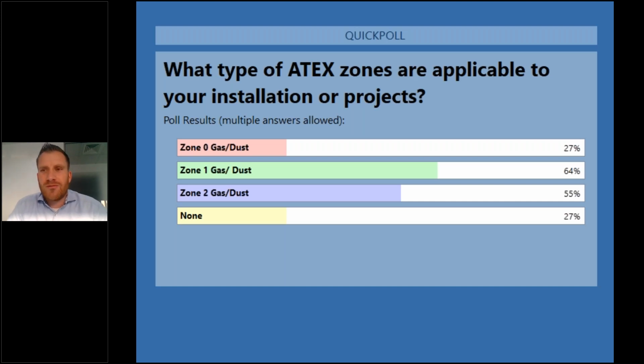Typically zone 1 is a really harsh environment, so we always try to avoid it as much as possible where we can. But still, the majority, and it's also our own experience as Festo, is that zone 1 and zone 2 are the most common and used ATEX zones that we are supplying our equipment and solutions for.